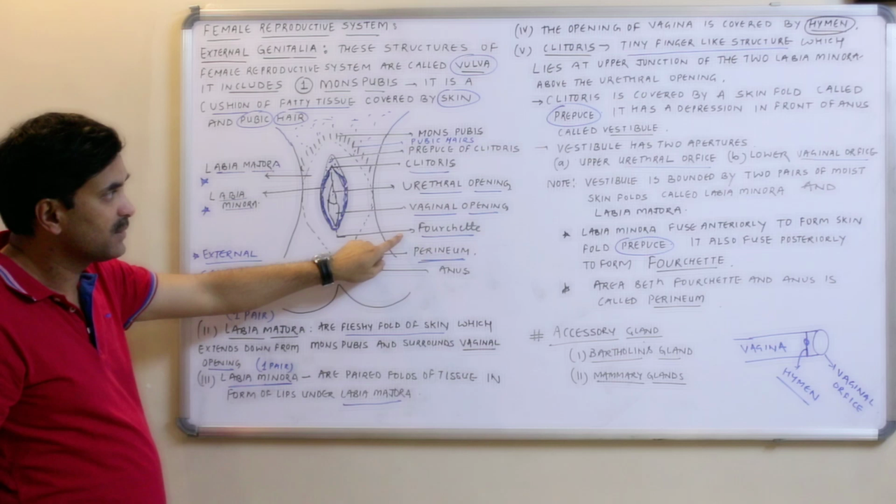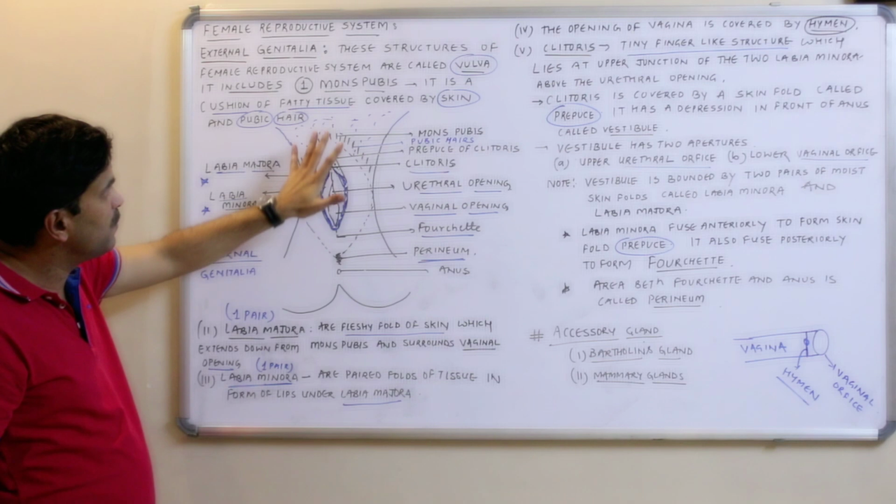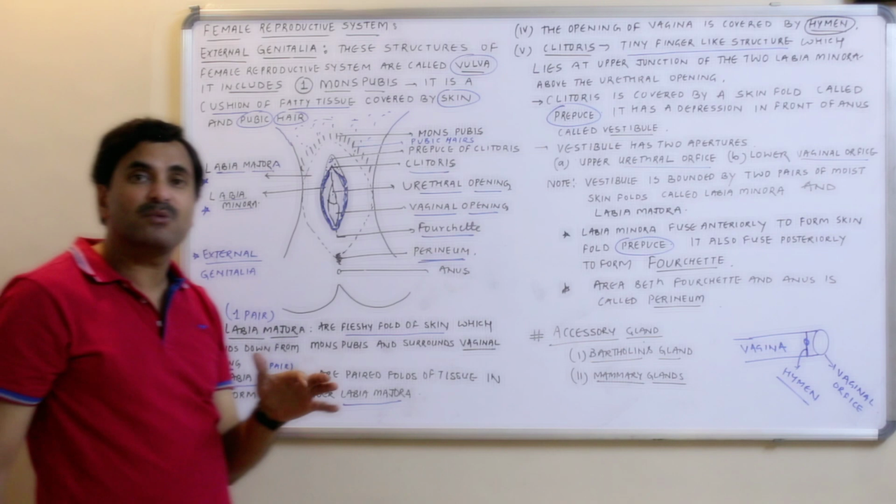Okay, so let's have a discussion. The first part of this vulva or external genitalia is the mons pubis. It is a cushion of fatty tissue. Why is it called a cushion of fatty tissue?